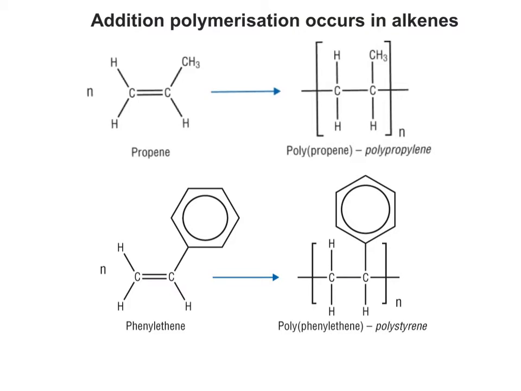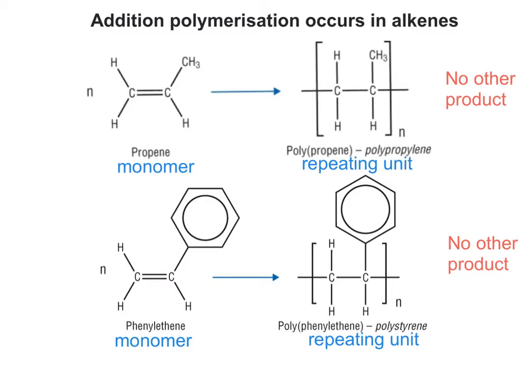So we already know that addition polymerization occurs in alkenes, because as you remember there's no other product apart from the polymer. So the alkene that you start with is called the monomer, and the repeating unit is basically the alkene with single bonds in the middle and the trailing bonds coming off the side within square brackets. So the repeating unit is the basic unit that the polymer is made of, but many repeating units make up the polymer chain.